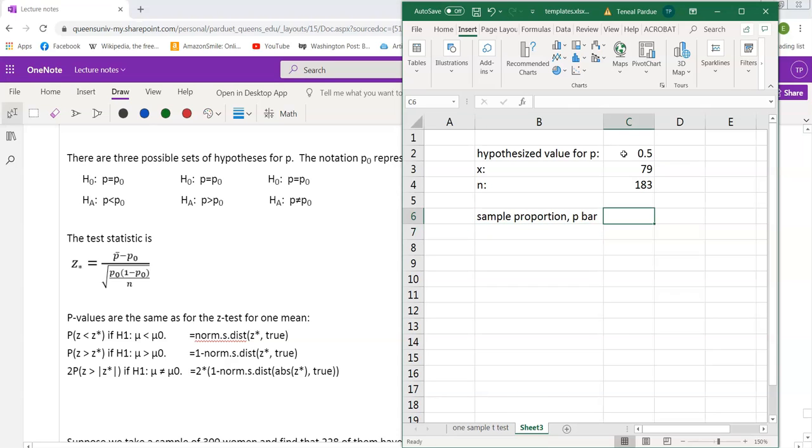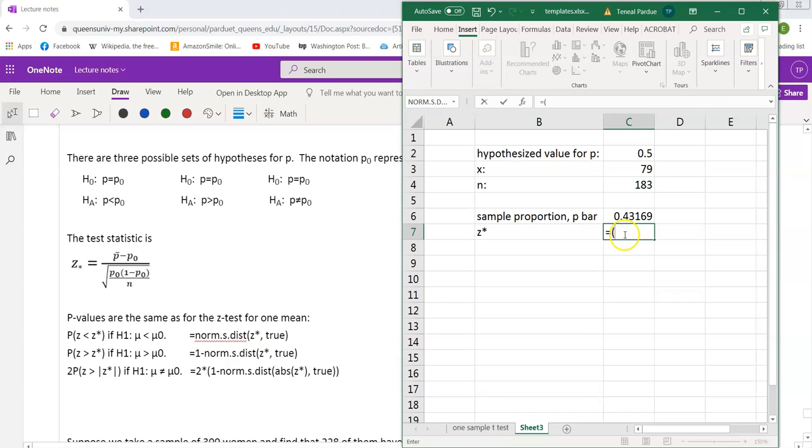So our sample proportion is going to be X divided by n. So we get, in this case, 0.43169. So now we need our test statistic. And if you prefer to split this up, because I know this is a little bit of a complicated computation with parentheses in the denominator, if you prefer breaking that up into a couple of steps, that's fine. But I'm not going to.